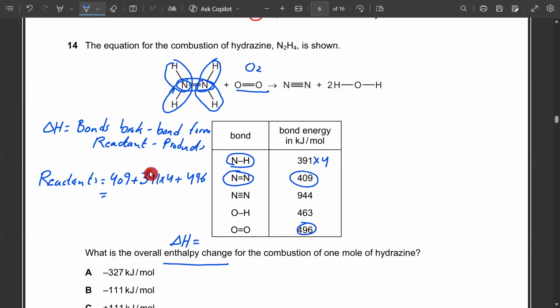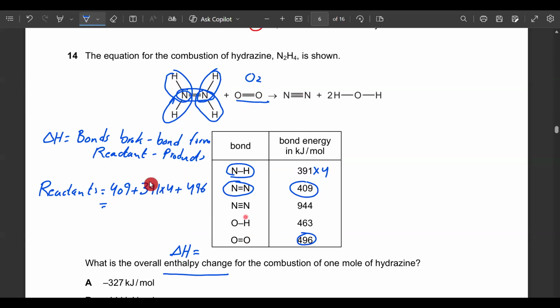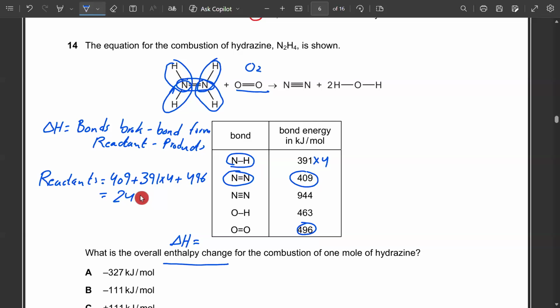So in my calculation, the answer which I am getting is equivalent to 2469. I hope you are all getting the same thing. 2469. If there is any difference, please let me know. I have selected all the bond energies from this table accordingly. So I suppose you are also getting 2469 as the value of the reactants. Then come to the bond energy value of the products.